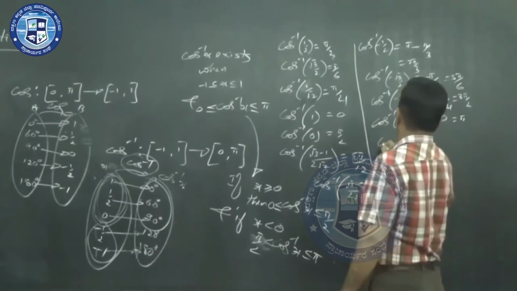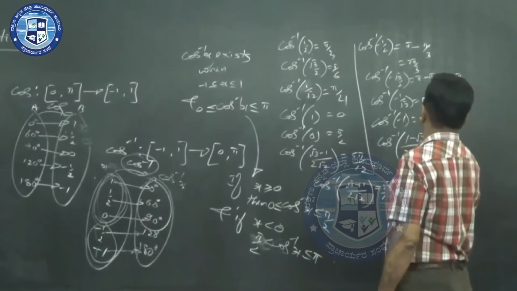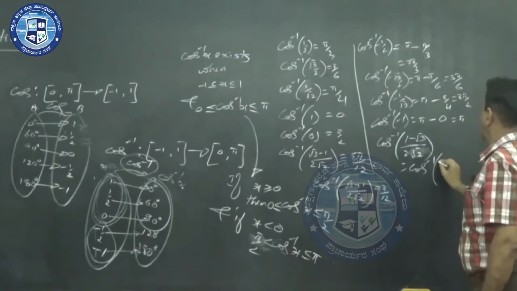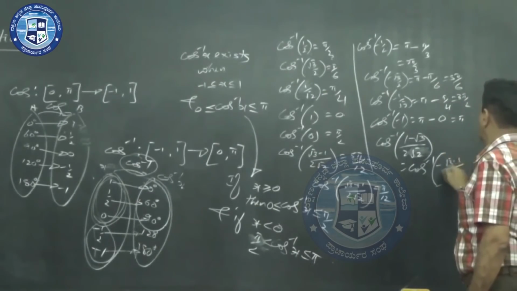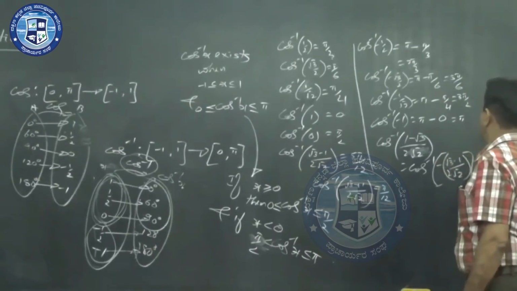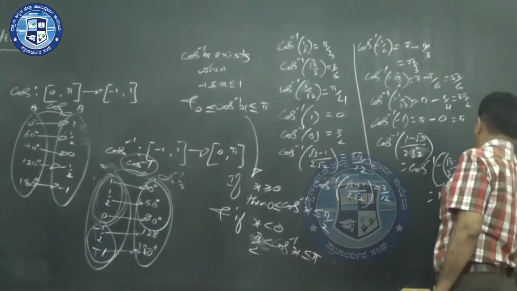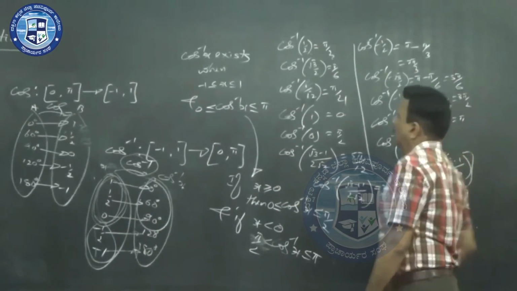Next, cos inverse of minus (root 3 minus 1) divided by 2 root 2. I can write it like this: that's equal to cos inverse of negative, so that's pi minus 5 pi by 12, which is equal to 7 pi by 12.